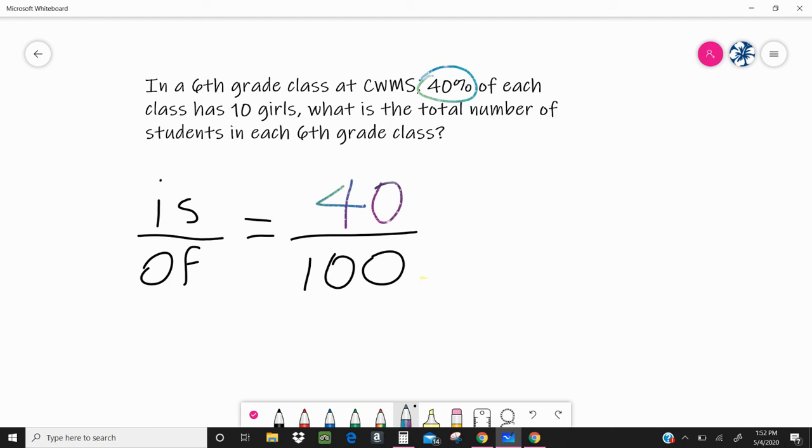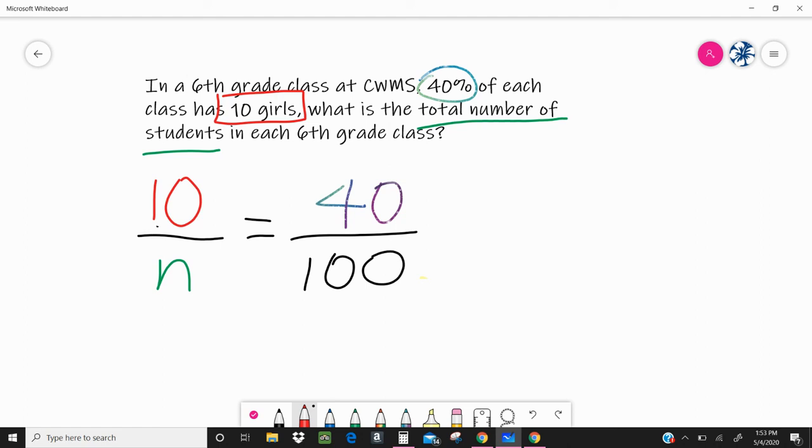All right, so what is the total number of students? Well, I have the word is and of in there, but I want to know what the grand total is. And aren't totals out of 100 all the time? So that means my of is what I don't know. I don't know my total number of students. I just know how many girls there are. So that's going to be my unknown, the total number of students. Okay, so that means that in each class, there are 10 girls. Or we could say there is 10 girls. So again, I have a proportion all set up, ready to go.